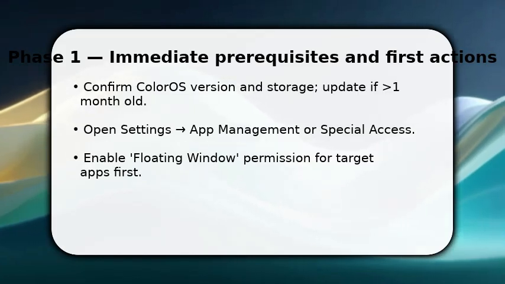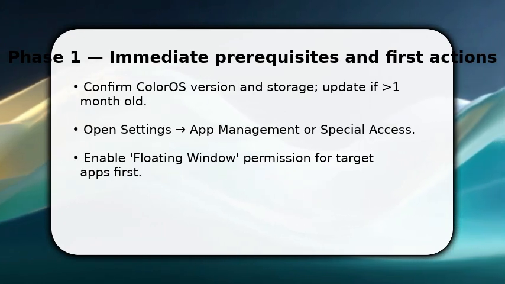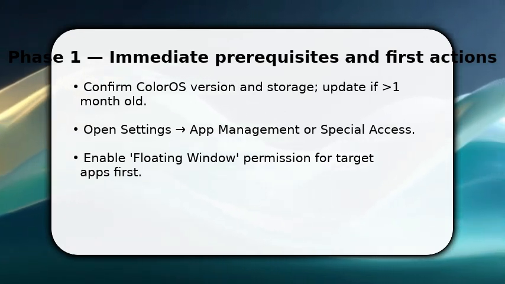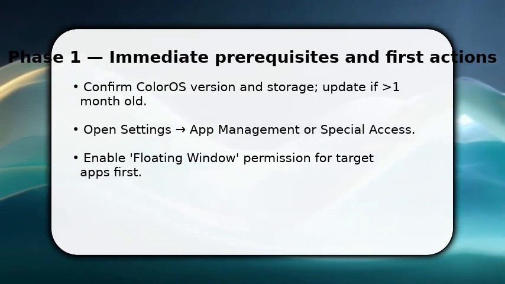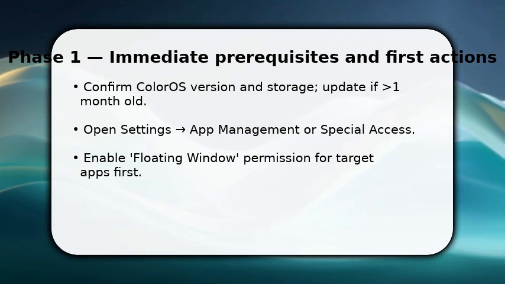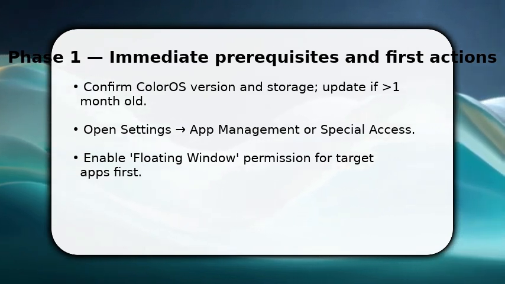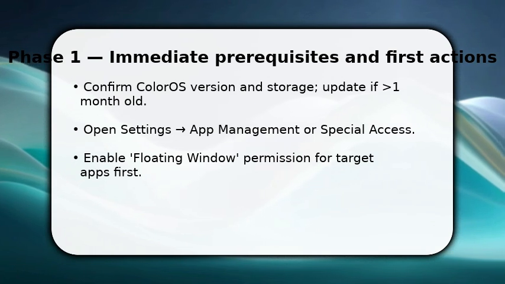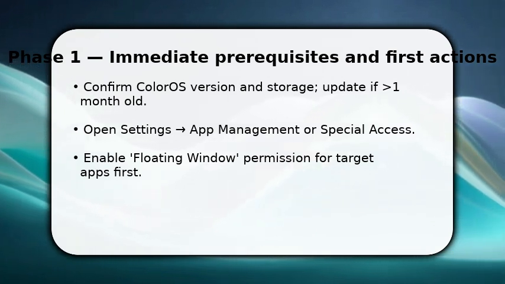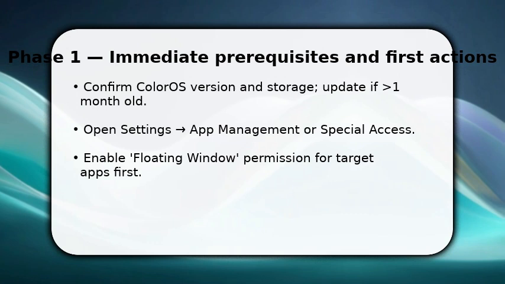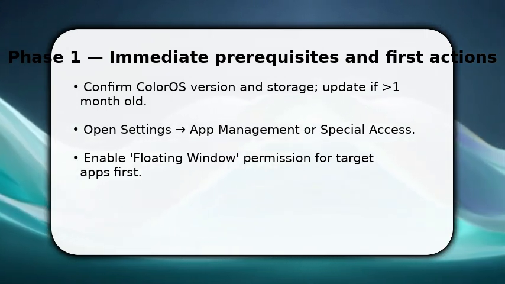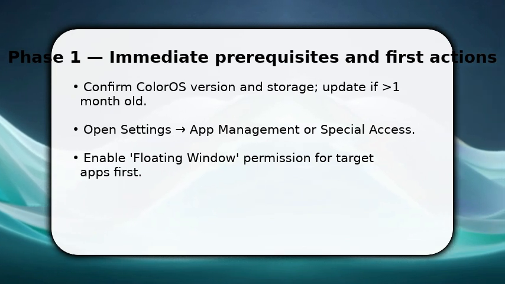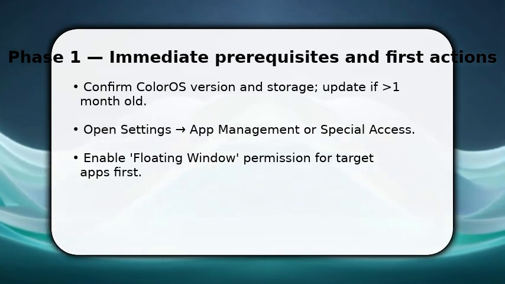You start by checking basics. Confirm your Oppo A15 runs the expected ColorOS build and that apps are updated, because permissions can differ by version. Once done, open Settings and go directly to App Management or Special Access. This is where floating windows live. Grant the floating window permission to one app now so you can test immediately. You allow the system to overlay content. This quick setup prevents permission errors later and makes the remaining steps easier.